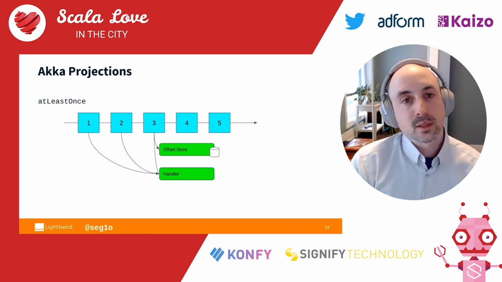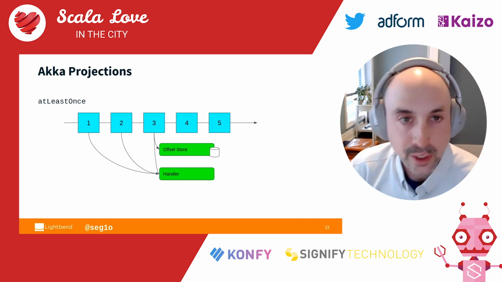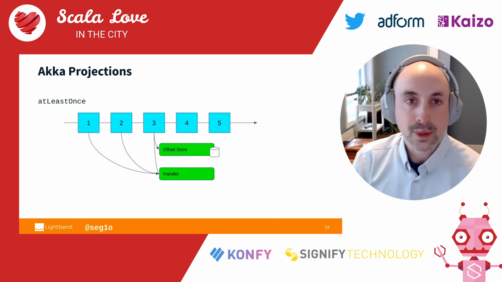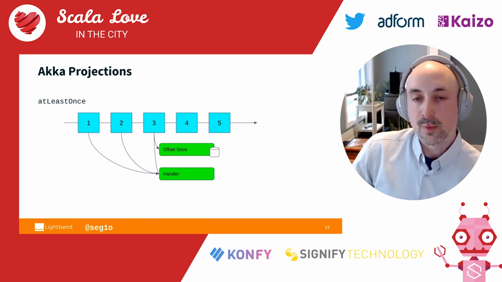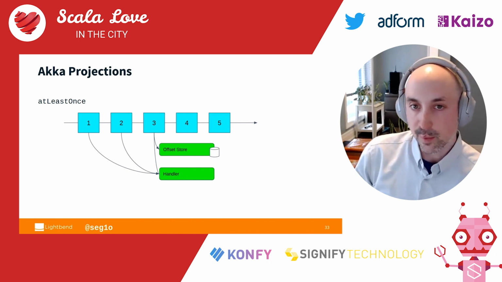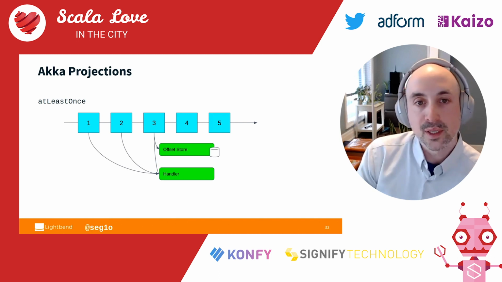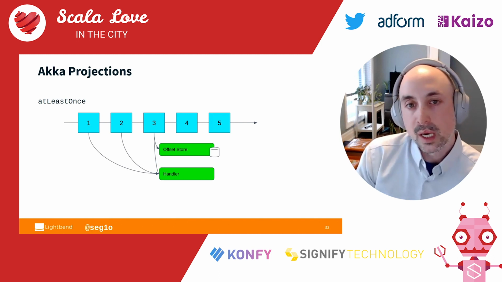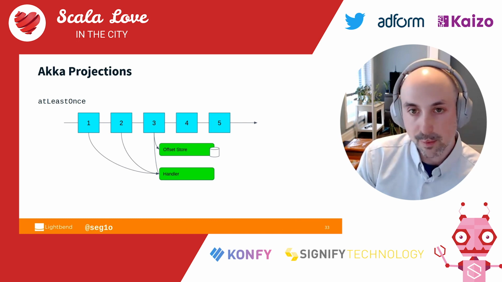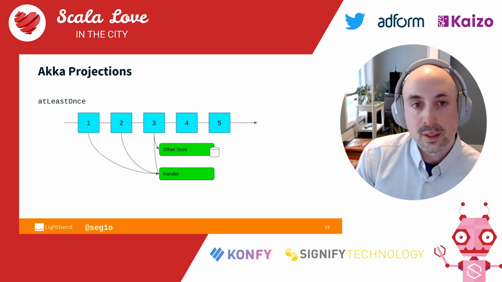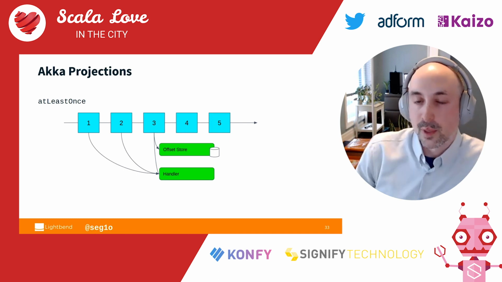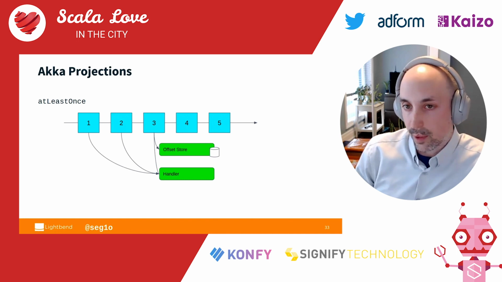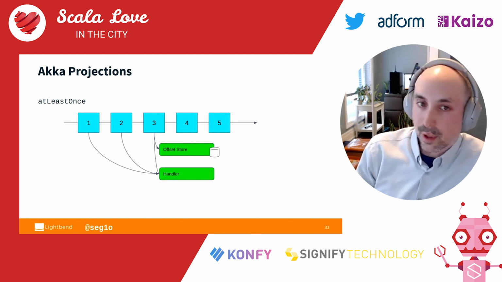So the most used strategy is probably the at least once. With this, you can configure when to persist an offset. You might want to persist it every n elements or after a certain duration or whichever comes first. In this example, we're saving an offset after 3 elements are processed by the handler. And since persisting an offset requires a round trip to the offset store, we can economize the writes to that offset store by writing less frequently. But that comes with a cost.